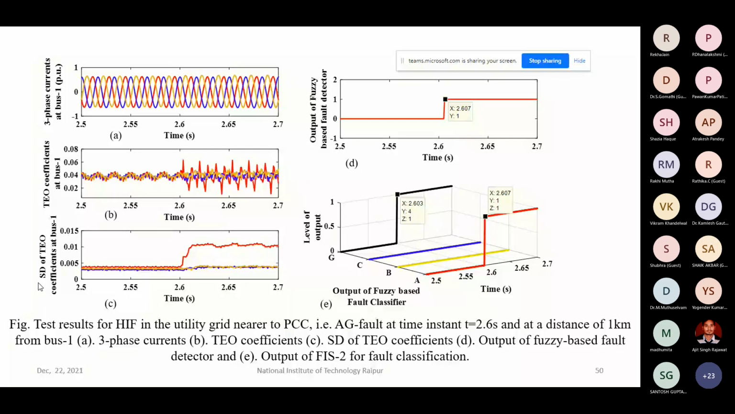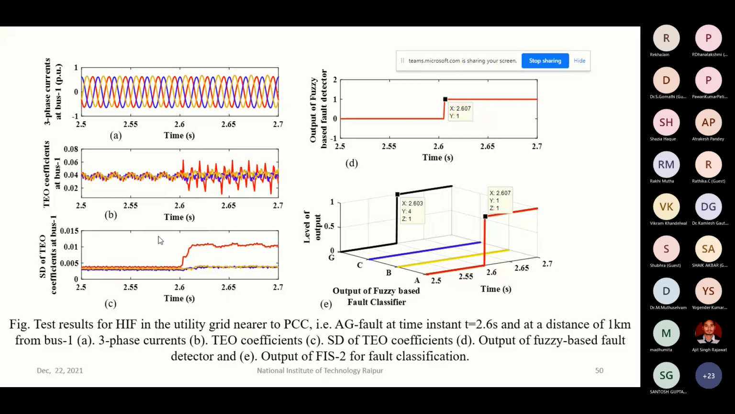When you calculate the standard deviation, you can see here that up till 2.6, the standard deviation value of the Teager energy coefficient is quite low before the inception of the fault, and as the AG fault is incepted, the SD coefficient of the faulty phase only is high, whereas the non-faulty phases have the lower value. So this gives you a clear discrimination of the presence of fault in that particular phase. So the fault can be classified here correctly. Presence of fault can be directly detected from here.